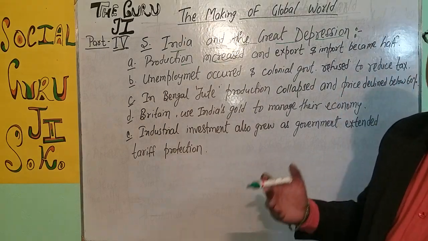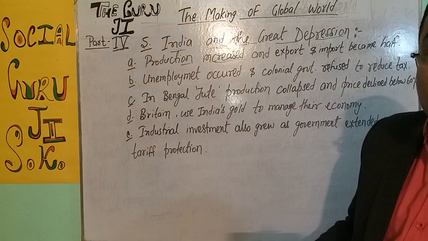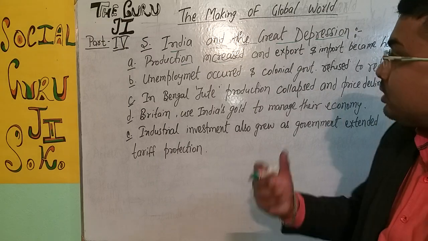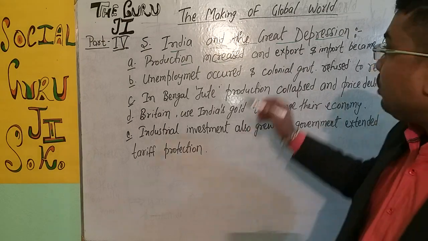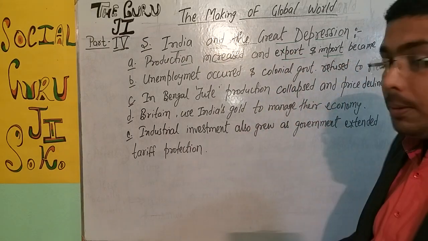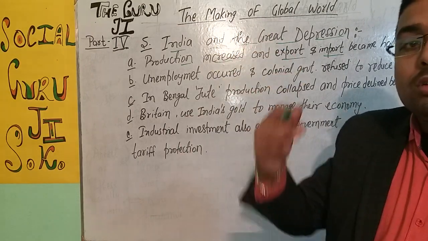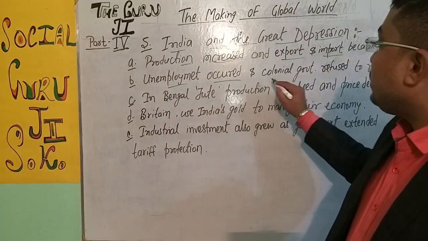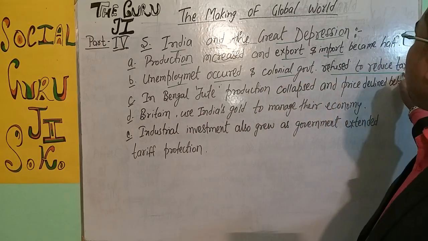time of industrialization. So in India, industrial products as well as agriculture increased, but due to the lack of import and export in India, the price truly halved. Now, unemployment occurred and the colonial government refused to reduce taxes.